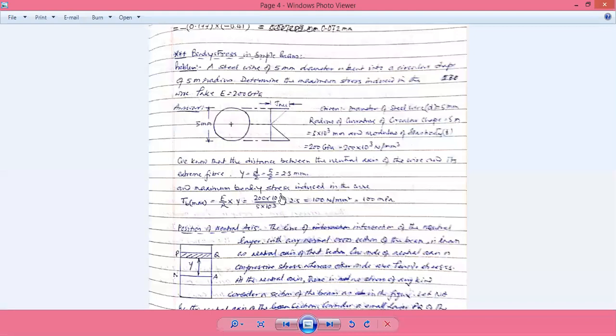Now let us go through a simple problem on bending to calculate the bending stress. We have a steel wire of 5 millimeter diameter, which is bent into a circular shape of 5-meter radius, or 10-meter diameter. Determine the maximum stress induced in the wire, taking E equal to 200 GPa. So you have to find the maximum stress induced.